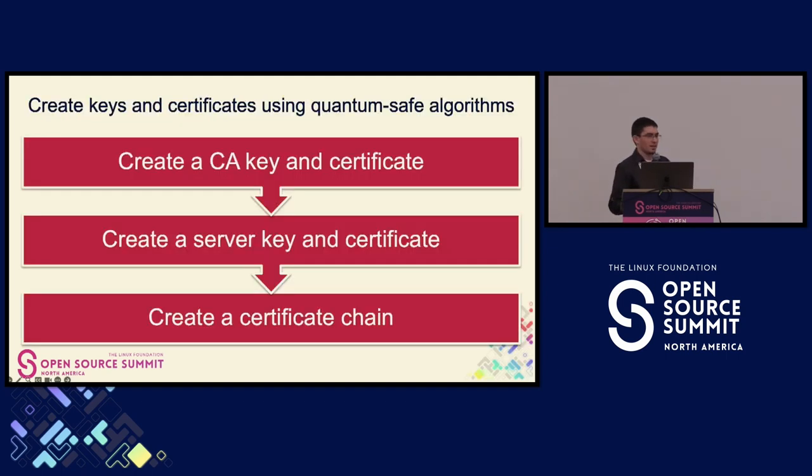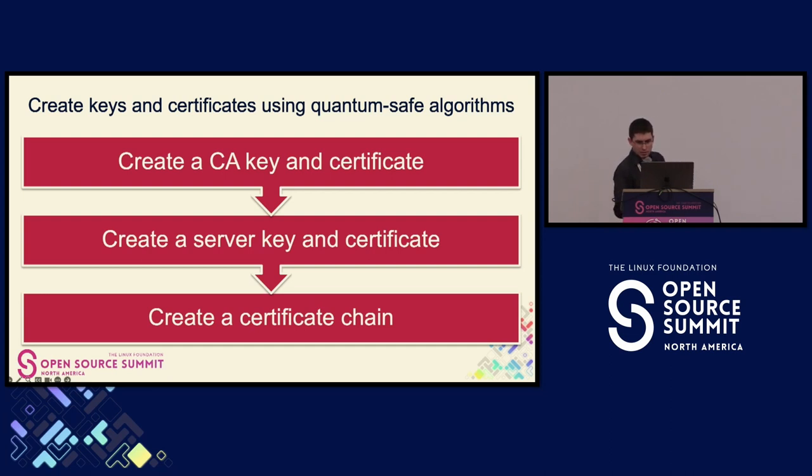So, as I said, I dumbed down the slides. There is no dev text on them. So our first step is we need to create a bunch of quantum safe keys and certificates. We create these certificates that allow us to create a certificate chain. This is then used by HAProxy.